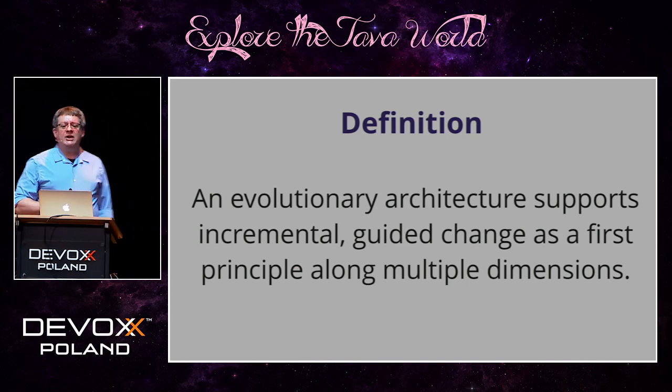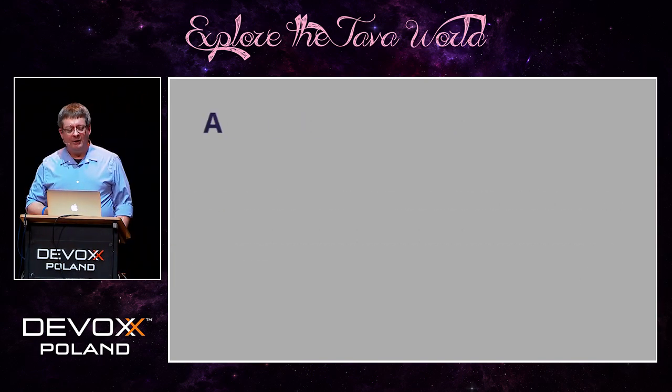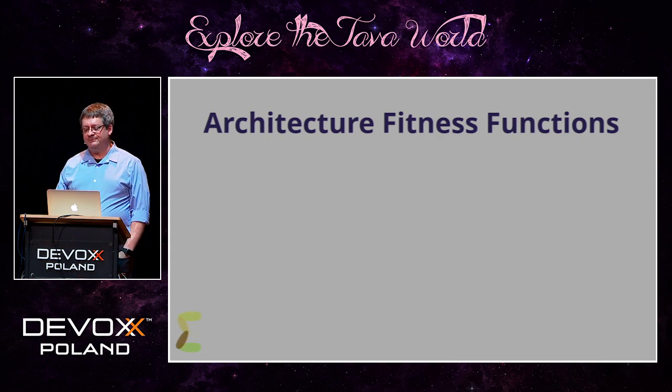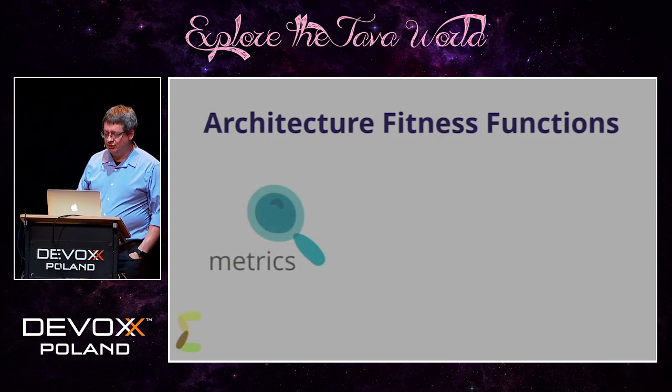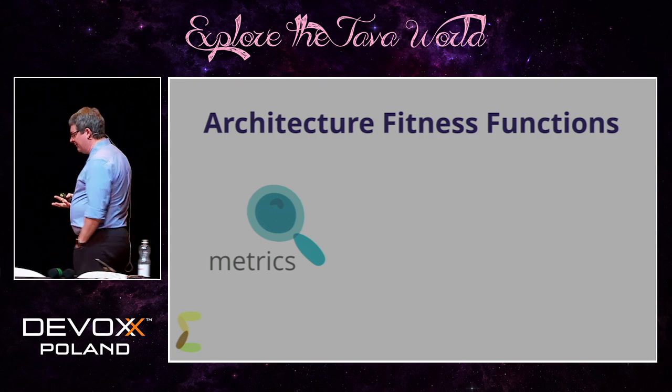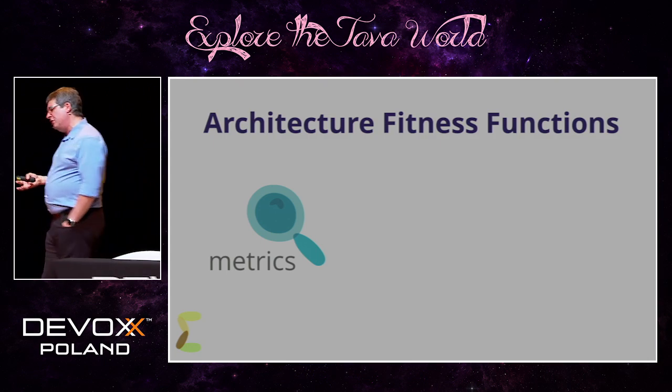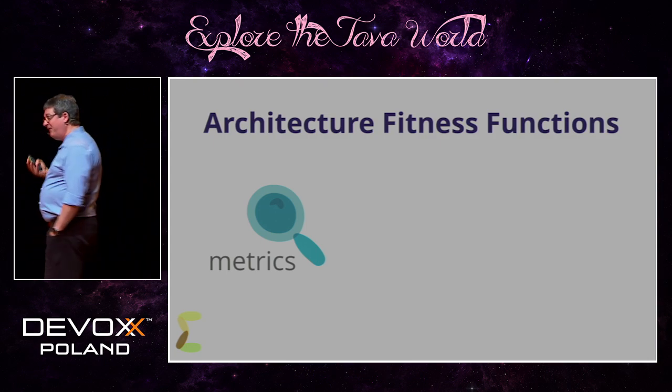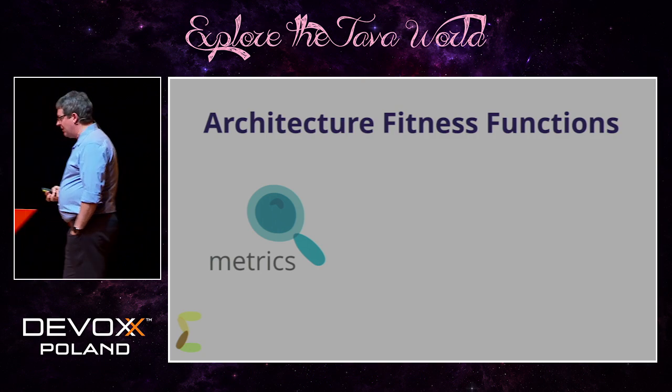The other aspect of the evolutionary architecture definition I want to talk about is this guided part, and this idea of fitness functions. So we're talking about evolutionary architectures, which are architectures that can evolve. One of the things in evolutionary biology that they talk about is the fitness of an individual over time.